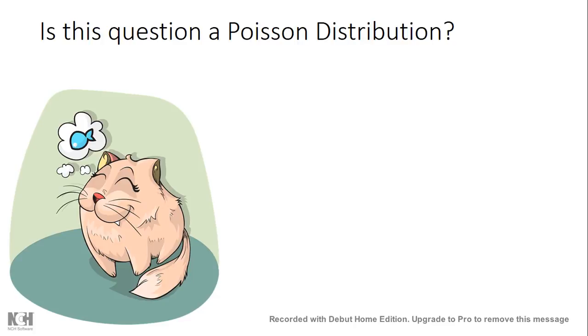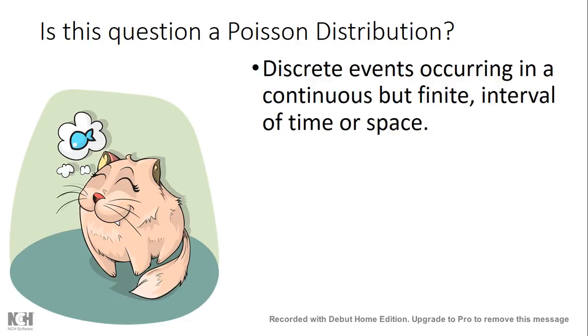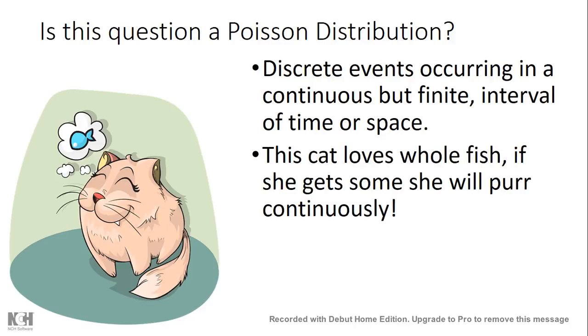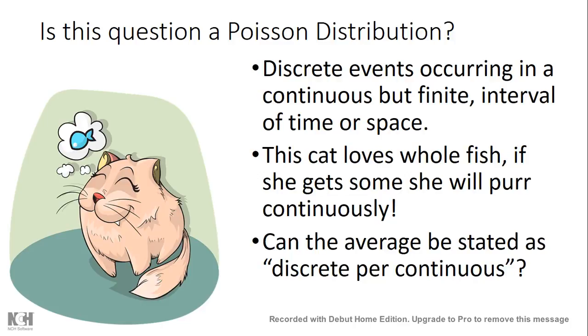Okay, the first thing we're going to ask is: is this question a Poisson distribution? And I'll give you the technical language for it. It's discrete events occurring in a continuous but finite interval of time or space. Now, that's probably a little bit hard to remember, so I'm going to introduce you to this cat here. This cat loves whole fish. If she gets some, she will purr continuously. So what you need to have in your head is discrete purr continuous. Can the average for these events be stated as discrete per continuous?